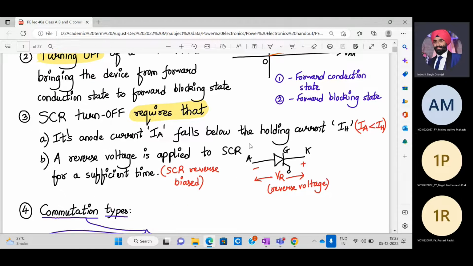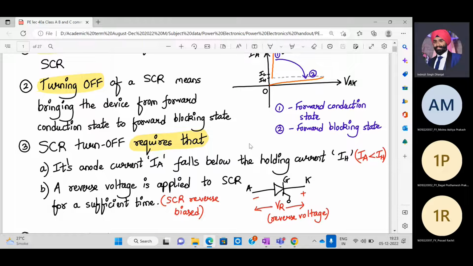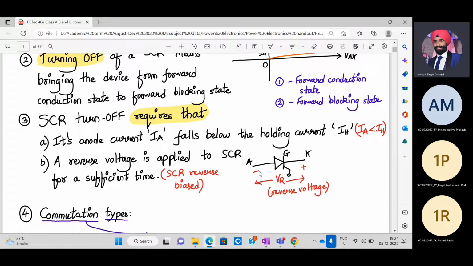There are two techniques. This is very, very crucial for oral exams also. SCR turn-off requires that its anode current falls below the holding current. That's one way to turn off the SCR. The second way is whenever a reverse voltage is applied across the SCR for a sufficient time. That means the SCR is reverse biased. What do you mean by reverse bias? Negative voltage is applied to the anode and positive voltage is applied to the cathode. When this happens, the SCR also turns off.